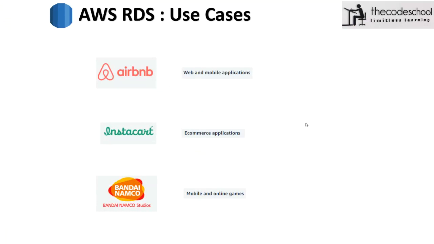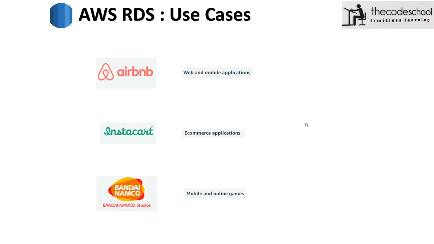What are the industry use cases? These are the three use cases I have found on Amazon's website, where the featured customers are using RDS. Airbnb is using it exhaustively for web applications and mobile applications. They have RDS databases, launched through RDS, and they are managing their databases using RDS for the web and mobile applications.